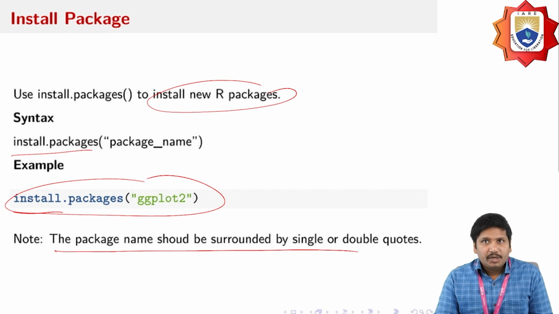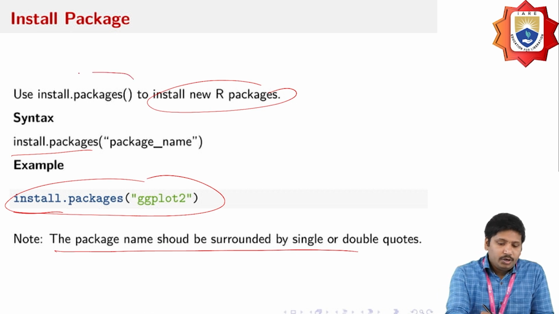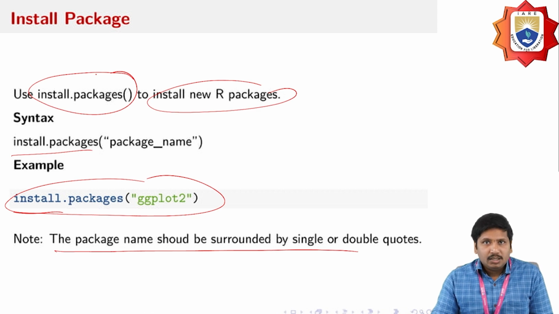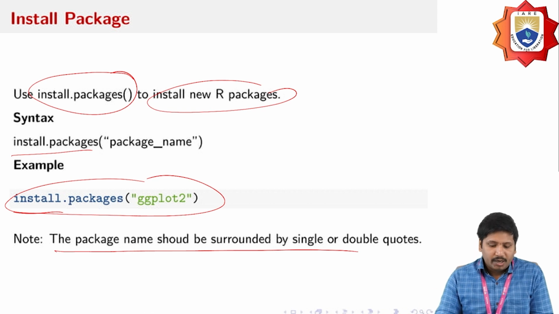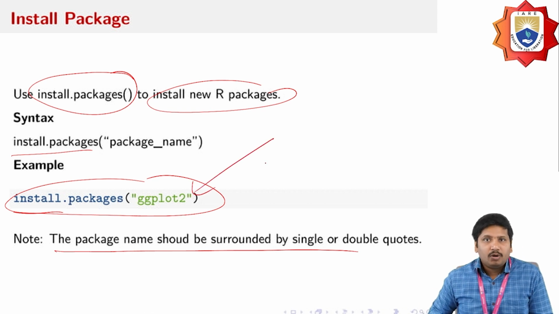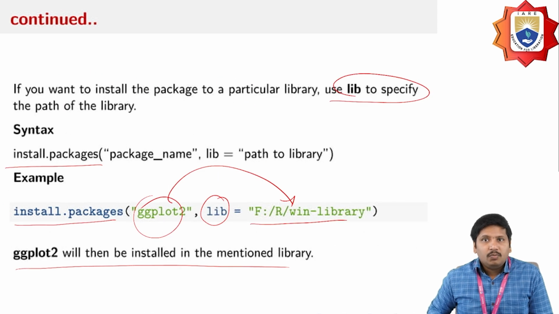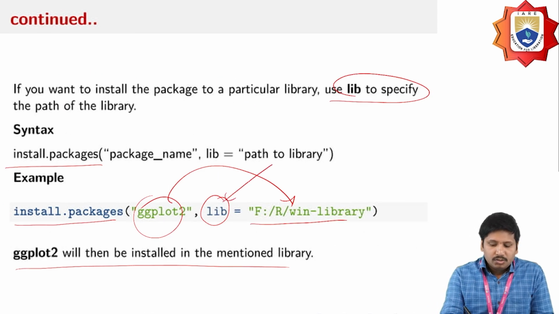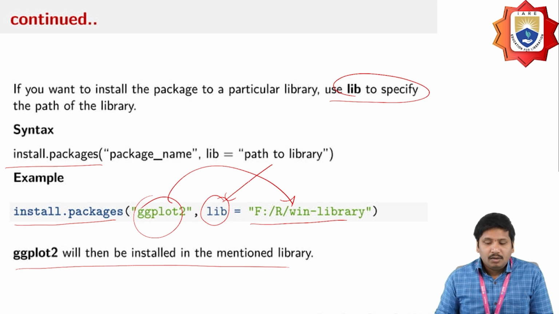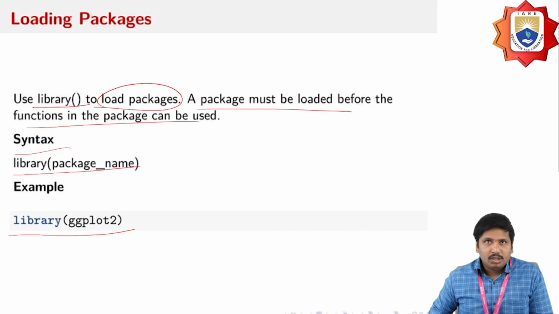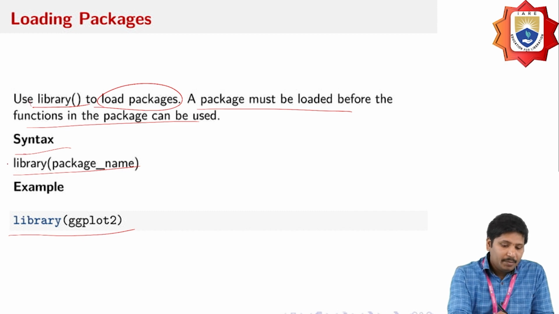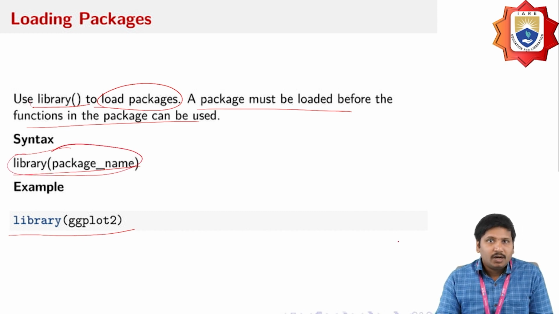Then how are we going to install a package? For this we need a function called install.packages(). By making use of the install.packages() function, you can install new packages. I am taking the example of the ggplot2 package, which I want to install. The lib argument is the location, the path to the library where the package is going to be installed. The next one is loading packages. For this we make use of the library() function, and we mention the package name.